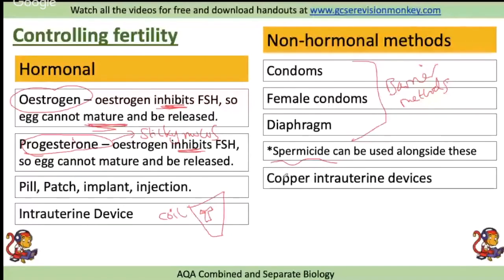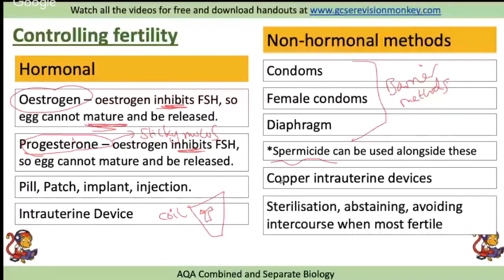And there are permanent methods such as sterilization that you could use for the male or the female. Abstaining, which is avoiding intercourse, or avoiding intercourse when you're going to be most fertile. So avoiding intercourse around that day 14 when the egg's released will help.